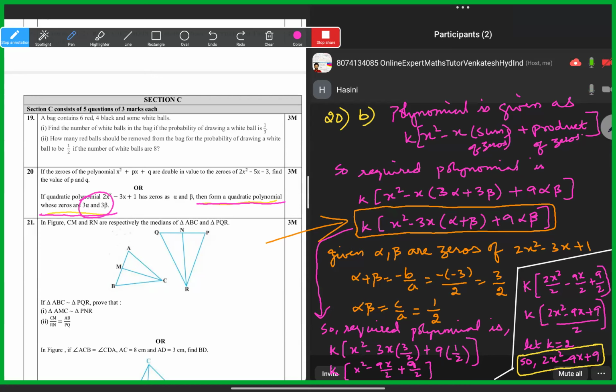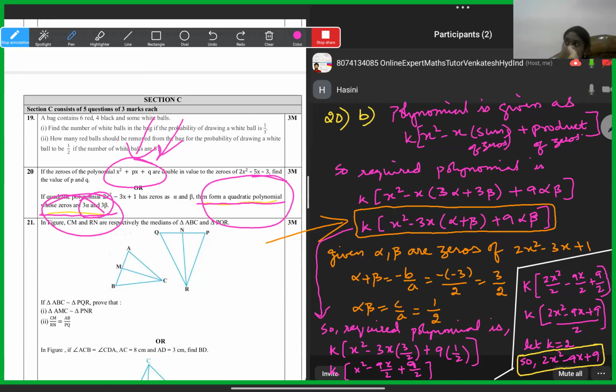So why did we do it this way? The reason is the difference between the previous question and this question. In the previous question they didn't ask for the polynomial, they already gave the polynomial and asked for p and q in it. Then after finding the zeros, we use this formula to find the polynomial, compare it and get p and q. That is one way, and one more way we did already. In this question they asked us to form the quadratic polynomial whose zeros are 3 alpha and 3 beta. So for this we should prefer this way only.